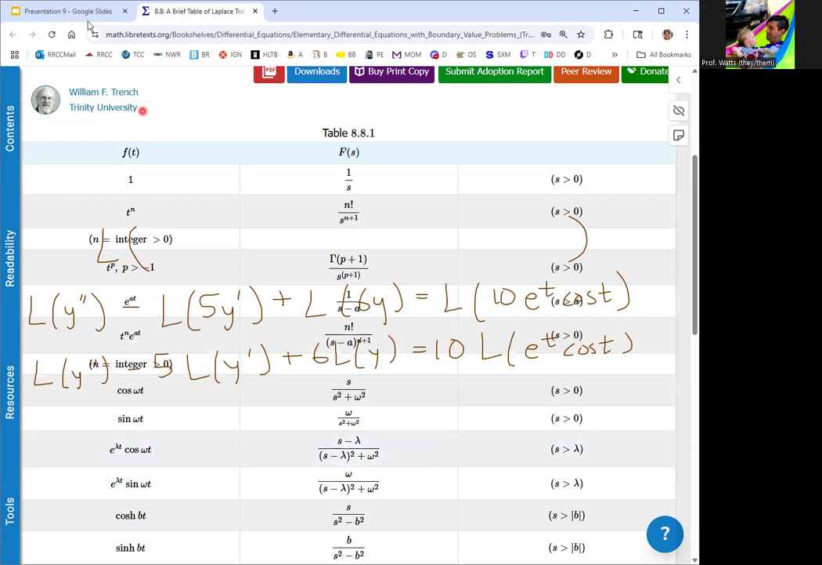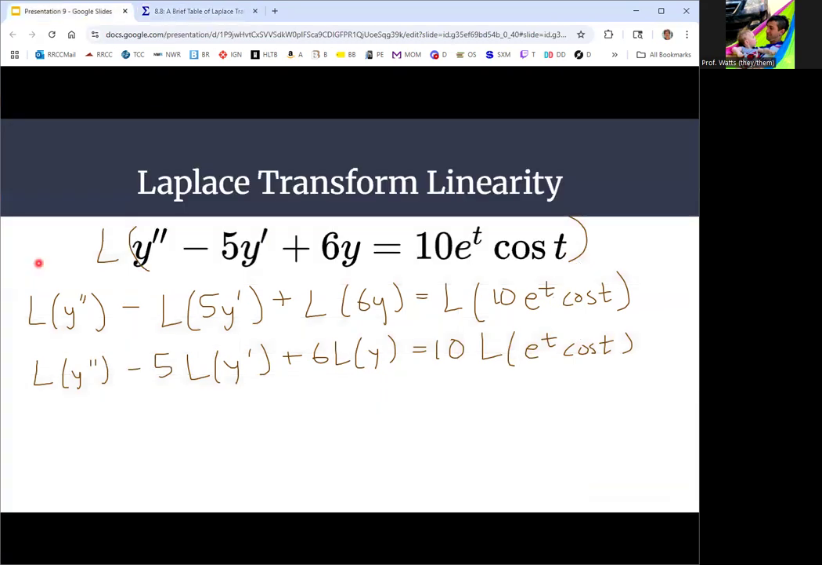So we can take the transform of the forcing function on the right side. And of course, we know the Laplace transform of y is big Y of s, but the Laplace transform of the derivatives are still unknown.